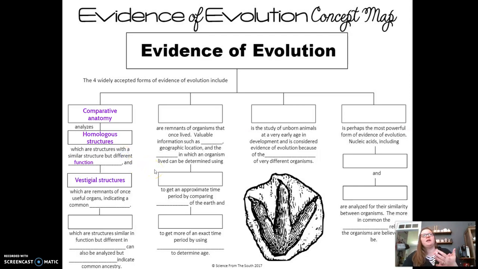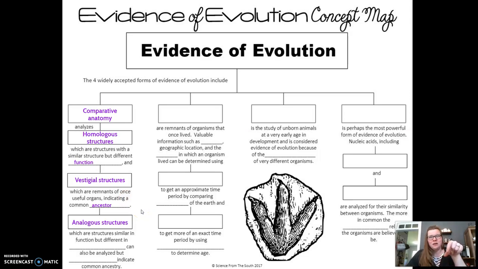All right, so from homologous structures, we're moving on to vestigial structures. So these guys are going to be evolutionary leftovers. So they're remnants of once useful organs which indicate a common ancestor. So what that means is these are things that are left over from our evolutionary past. So a great example of this is like a human tailbone, because while you do not have a tail, you do have a tailbone, which is where long ago we had an ancestor that did have a tail that connected to that tailbone.